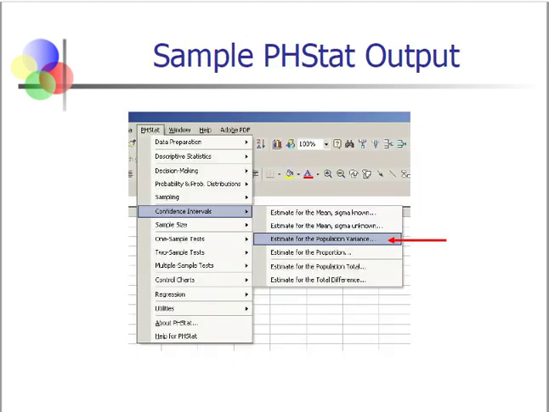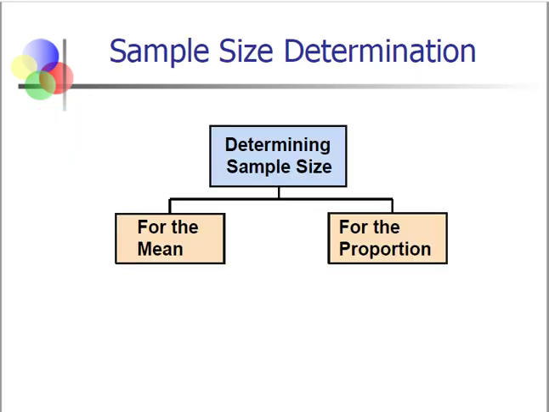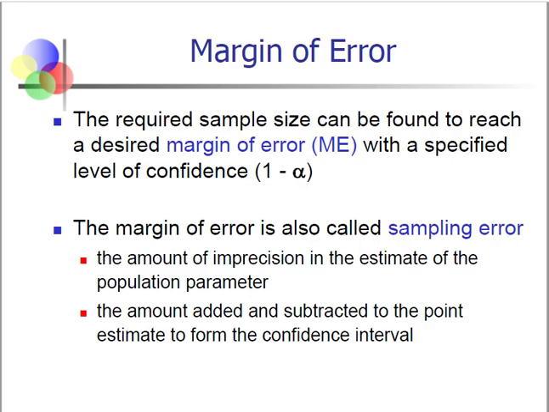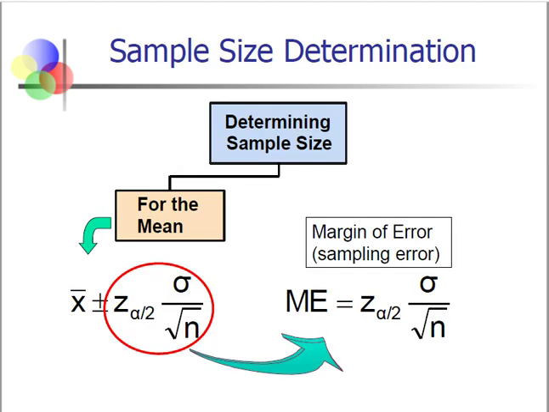Now, we look into how to determine the sample size, for the mean and for the proportion. Okay, so we already identified that the margin of error is just the reliability factor multiplied by the standard error.